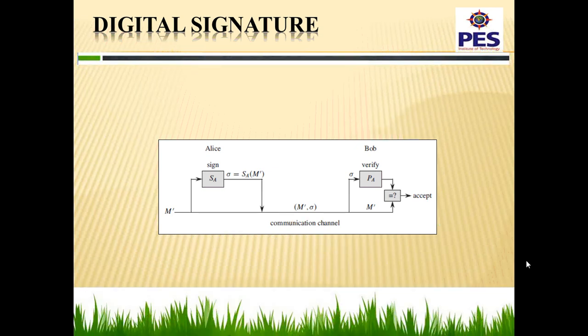So for digital authentication, Alice does her authentication using the signing function with SA, the secret key of Alice. So that will be the message M dash converted to a digital signature, which will be sent to Bob. Bob is going to verify using Alice's public key, and later he decides whether the digital signature is correct or wrong. Only then does he decide whether to accept or reject the message.